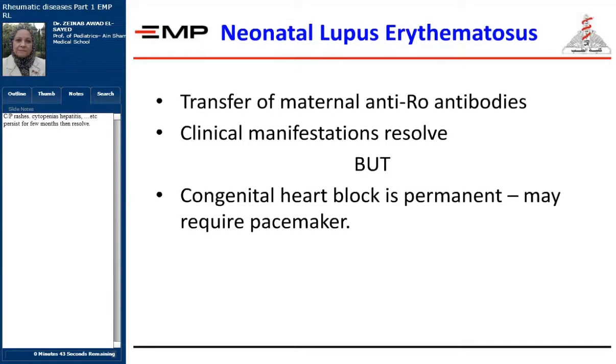Systemic lupus erythematosus may occur in the neonatal period. This happens when the mother has active systemic lupus during pregnancy. Her autoantibodies pass through the placenta to the fetus and result in manifestations that are very similar to those occurring in the mother. These antibodies that are transmitted through the placenta are the anti-Ro antibodies, and the manifestations, like the rashes, the cytopenias, hepatitis, etc., usually resolve within a few months. But if congenital heart block develops, then this is permanent and may require a pacemaker.